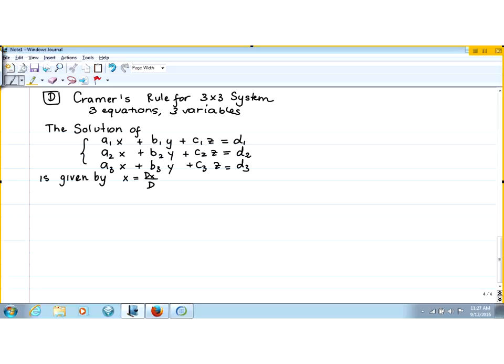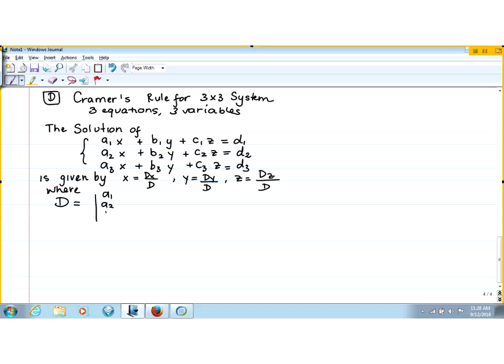X is equal to D sub x over D. Y is equal to D sub y over D. Z is equal to D sub z over D. Okay, where? Tell me what D is. D is the coefficients, isn't it? So what do you think D will be?